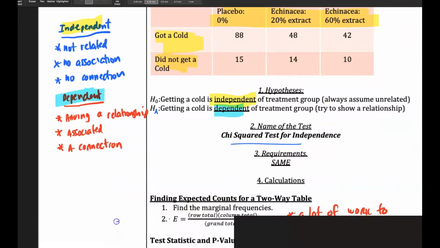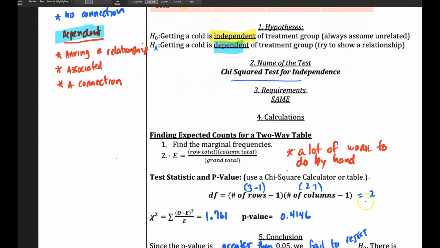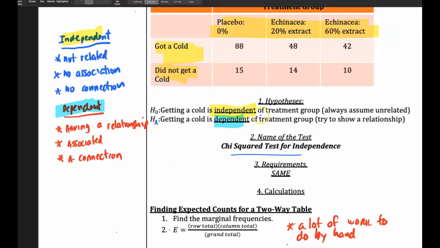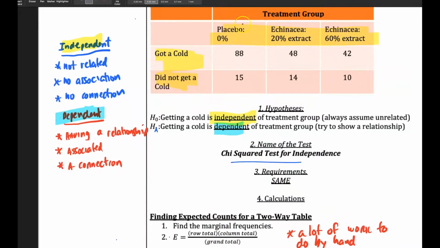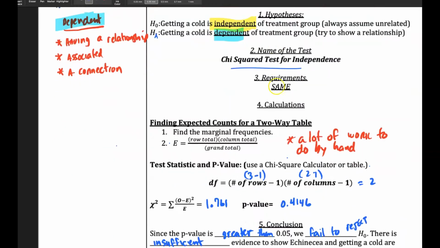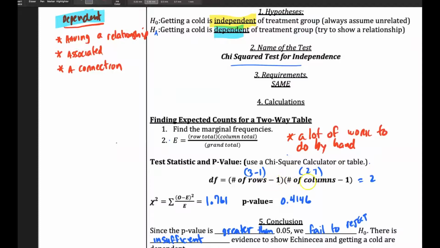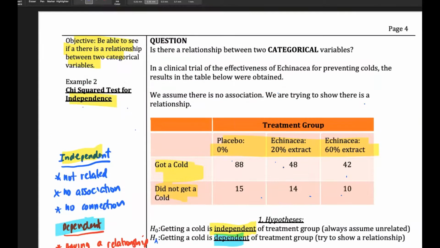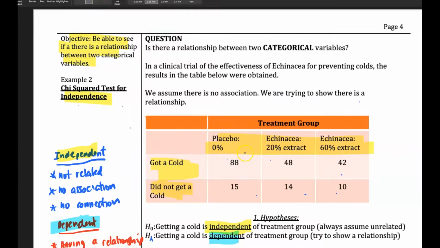And then the calculations, again, are a lot more work to do by hand. To calculate your expected value, you have to do row totals times column totals divided by grand total, and you find expected values for each of these subcategories, right? So you would end up doing that 6 times. Again, you can see it's a more complicated way of doing that. But that's what a chi-square test for independence is, looking to see if there's a relationship between those groups there. I'm going to run the test now, but I'll do that in a separate video so that we can show you how to enter the data and run a test using technology.